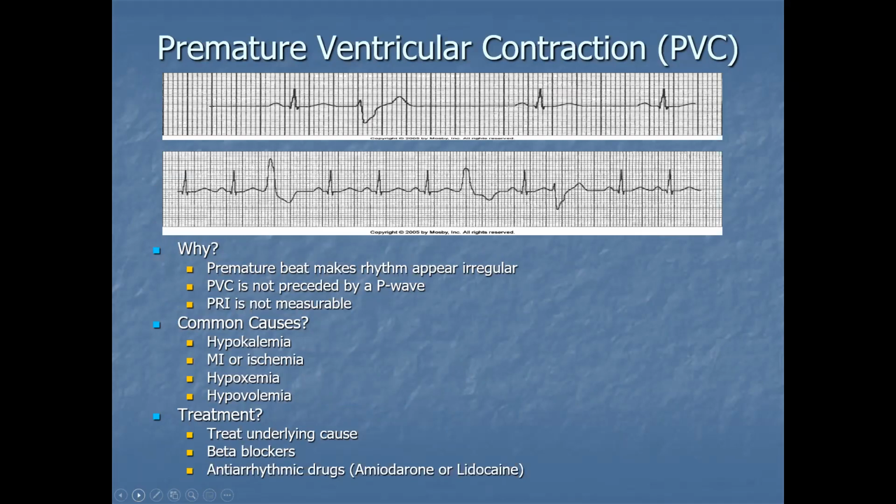Some of the things that can cause this abnormality are hypokalemia, so low blood potassium, MI, so myocardial infarction or ischemia, hypoxemia, hypovolemia. Even things like, if it's an occasional PVC, it could be stress, it could be excessive caffeinated beverages, things along those lines. Treatment: treat the underlying causes, beta blockers, and anti-dysrhythmic drugs, amiodarone or lidocaine.